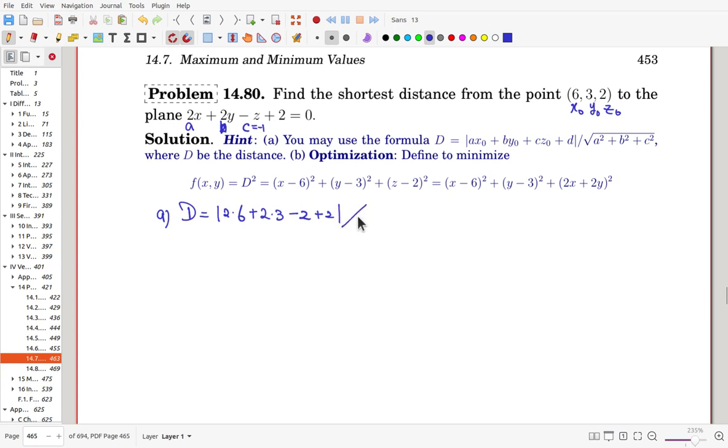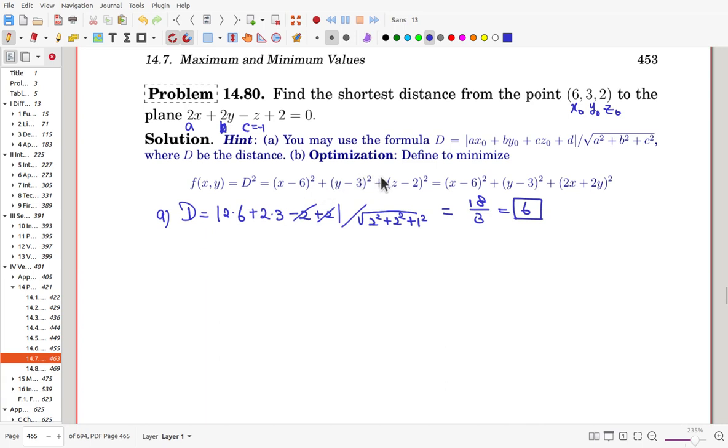Divide by the square root of A squared plus B squared plus C squared. A squared is 2 squared, B squared is 2 squared, C squared is 1 squared. So that must be 3. Now the numerator, we can cancel these two, and 12 plus 6 is 18 over 3. That is 6. So the final answer must be 6.